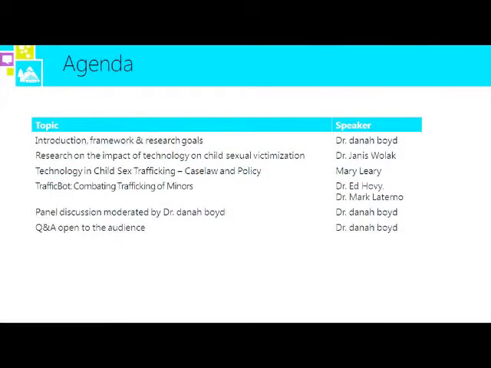So before I begin, here's the basics of the agenda for today. I want to briefly introduce the 4 speakers with us today. They'll be up here one at a time giving a presentation, and then we'll get into more of a general panel. The first presenter after me will be Janice Woloch, who is a senior researcher at the Crimes Against Children Research Center at the University of New Hampshire.